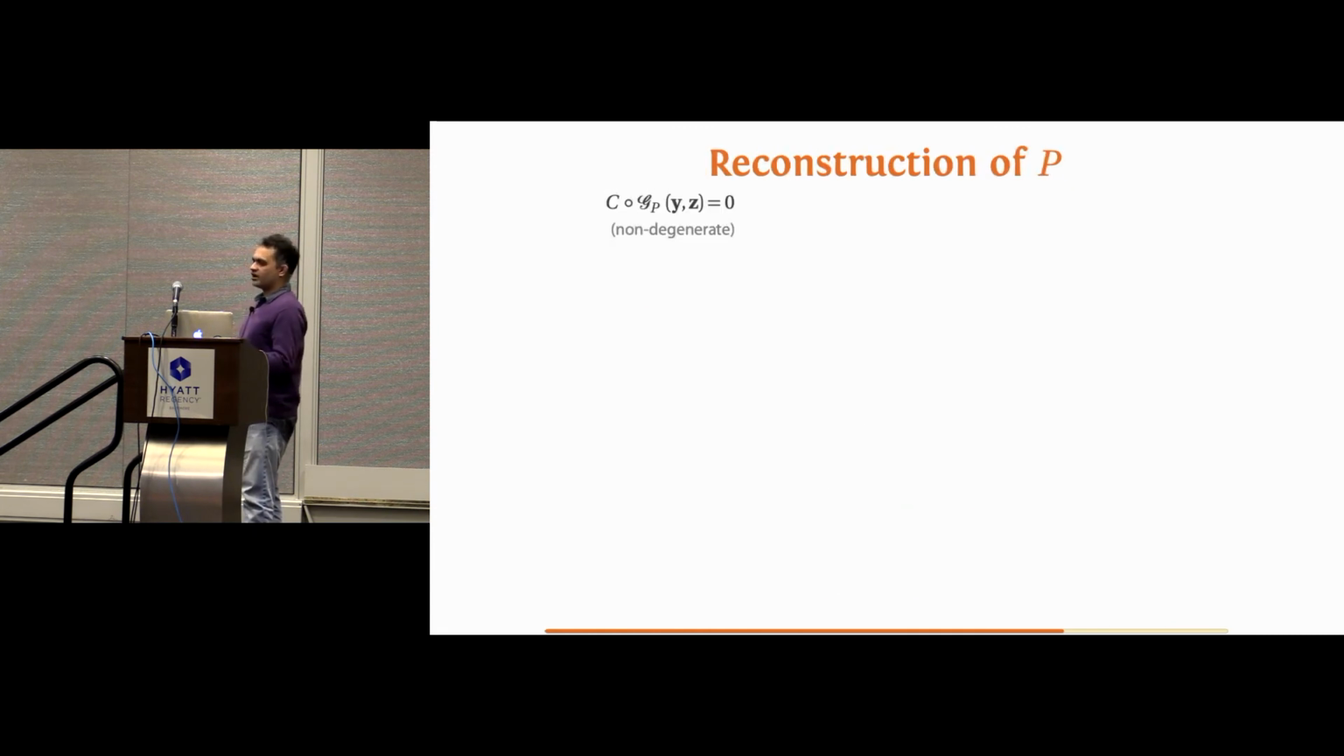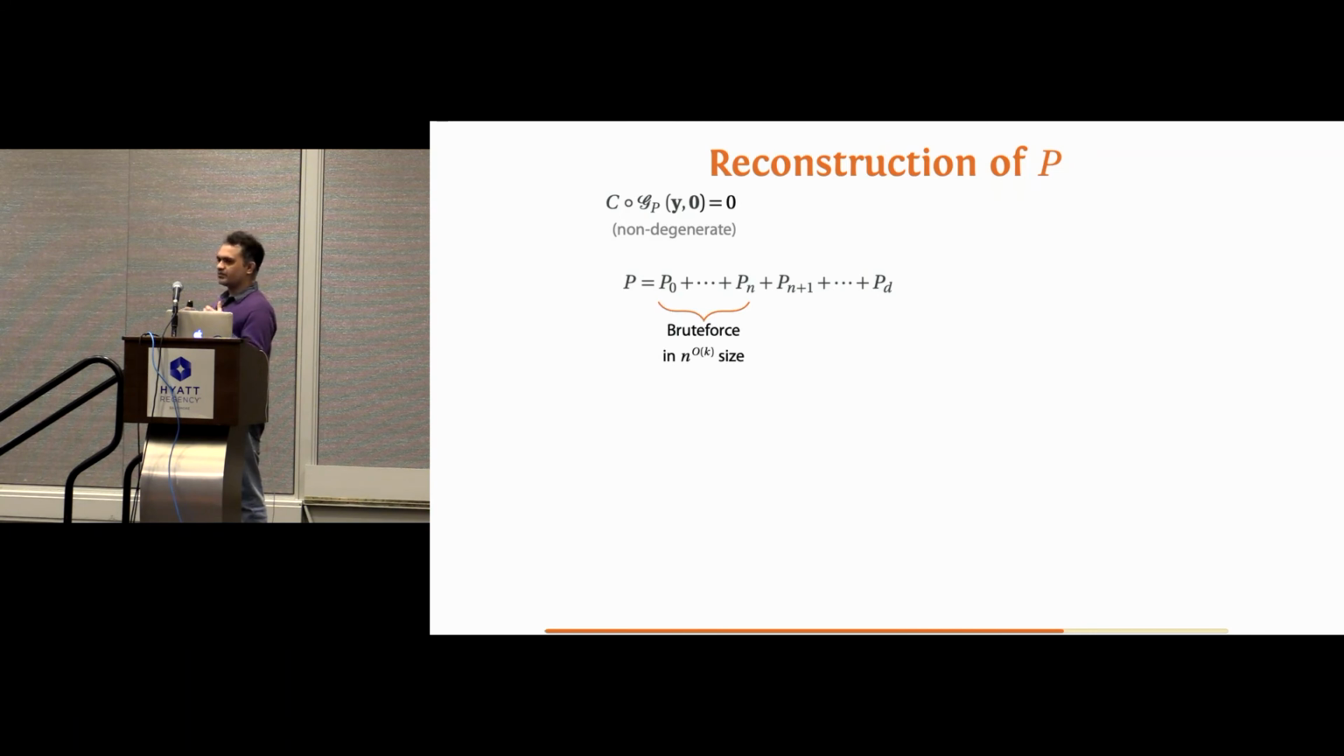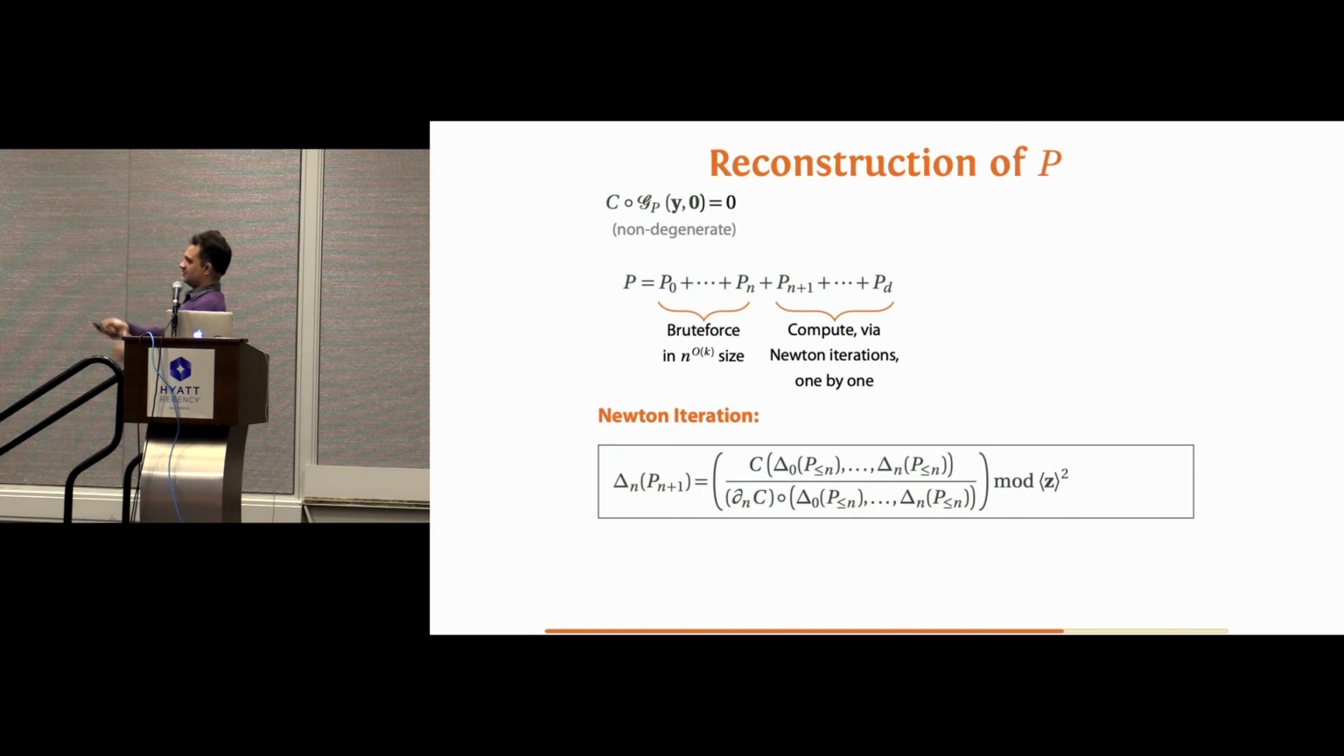And this is essentially what we do in our setting. So we have an equation of this sort, and I assume that it is non-degenerate, whatever that means. There's some technical reason why I'll need this. Now we'll assume that P is made up of a bunch of homogeneous parts, and I'll assume that I can guess the first n parts. I'll just compute them by brute force. This requires size about n to the order k. And each of the other parts we'll do by Newton iteration, one at a time. We'll recover each of the other homogeneous parts one at a time, and there'll be a similar step that we have.